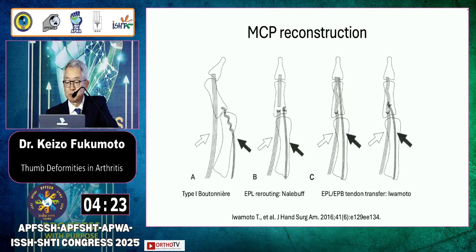joint. C is Iwamoto's modified EPL rerouting technique. The EPL tendon is rerouted radially, advanced slightly distally without transection, and sutured to the dorsal base of the proximal phalanx.